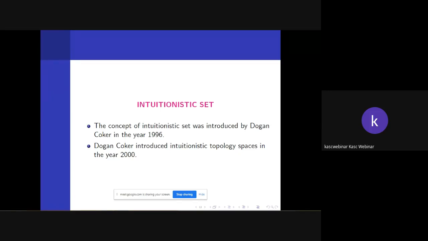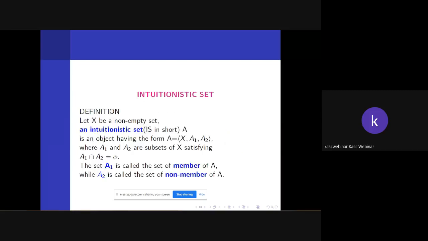The intuitionistic set, as I told before, was introduced by Doğan Çoker in 1996, and he himself introduced this set in topological spaces in 2000. Next comes what an intuitionistic set is. There should be some difference between a newly introduced set and the existing crisp set. The intuitionistic set is different from the existing classical or crisp set, but it has been derived from existing crisp sets. First, let me give an example, and then we'll go to the definition.